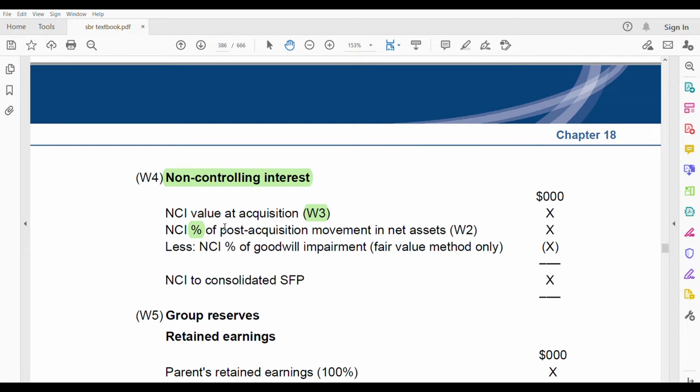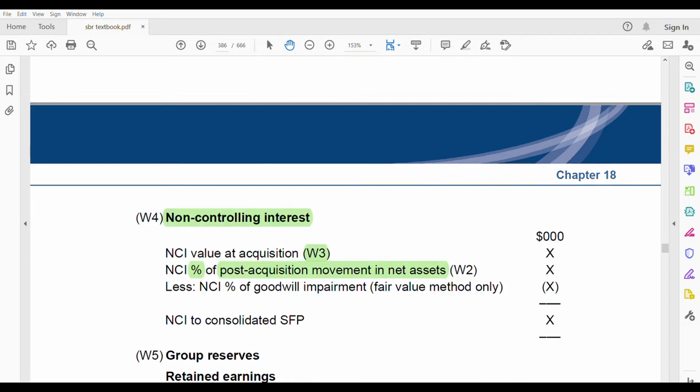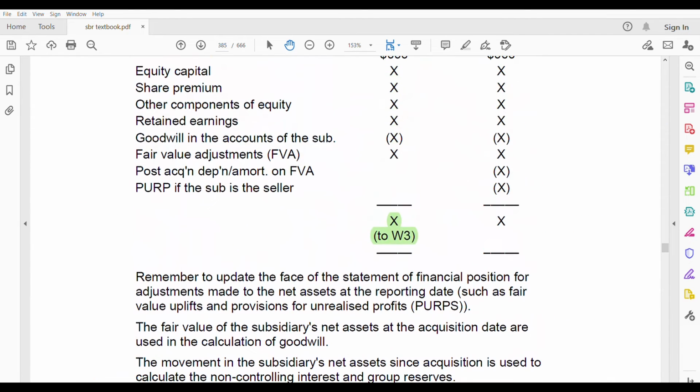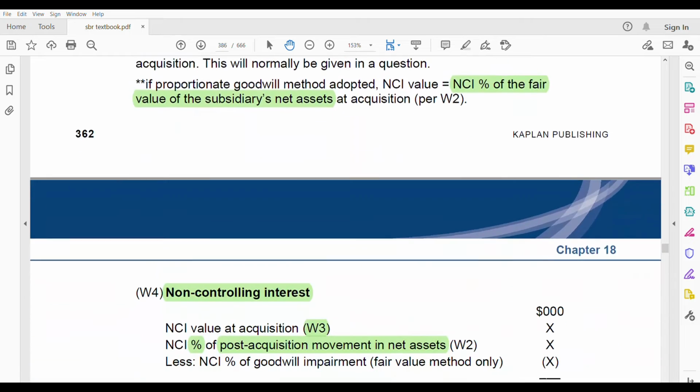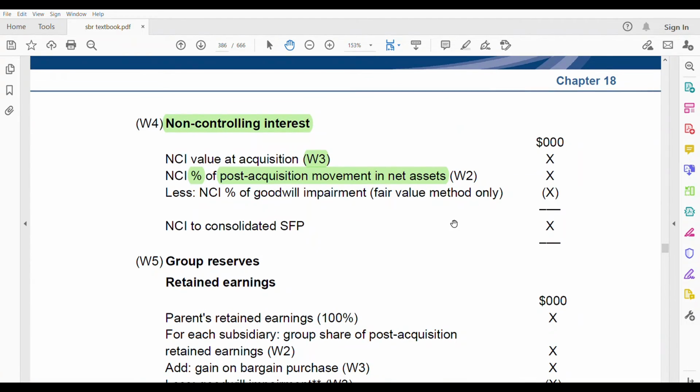What is the post acquisition movement? We need to go to working 2. It is simply from here to here. That difference, you take the NCI percentage of it, which is known as post acquisition reserves or post acquisition movement in net assets, and you add that. And now you need to deduct, if you are using the fair value method for NCI. Only then you have to deduct this, otherwise you don't have to deduct.